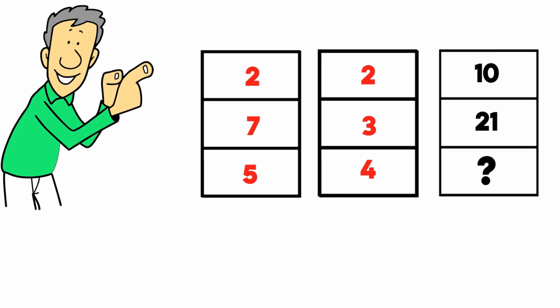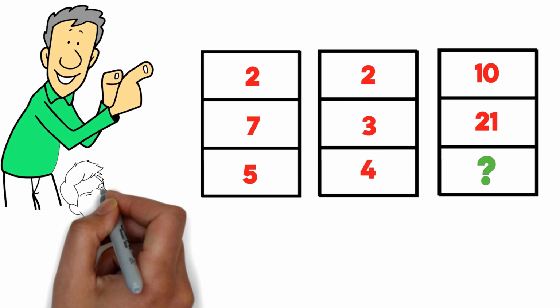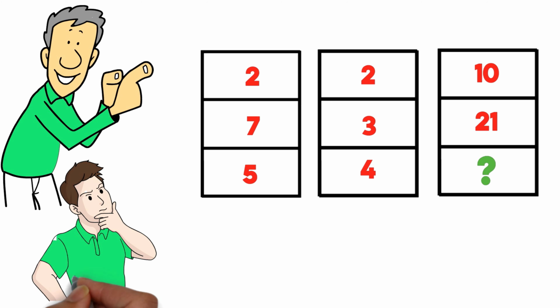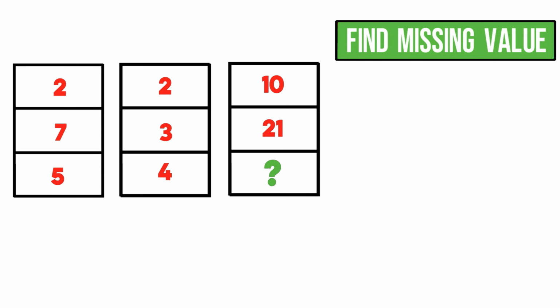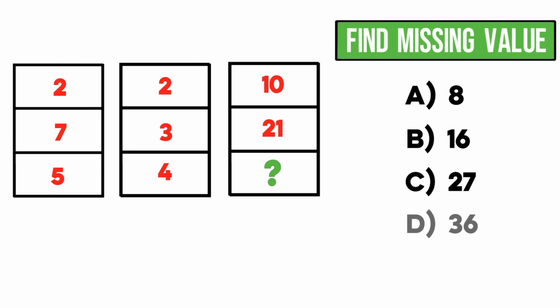And in the last, rightmost column, column number 3, we see the numbers 10, 21, and then one number missing. You need to find the missing value, which is highlighted by a question mark, and you have 4 choices to choose from. Choice A, 8. Choice B, 16. Choice C, 27. And choice D, 36.